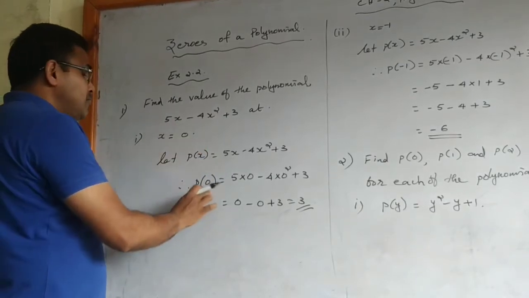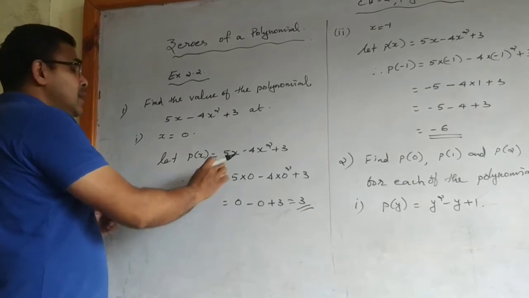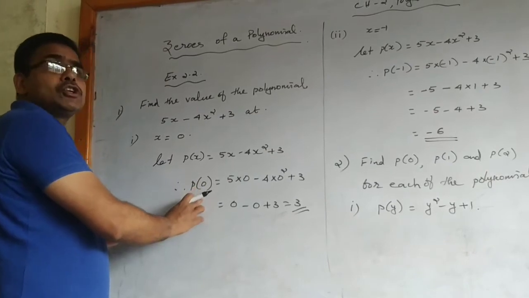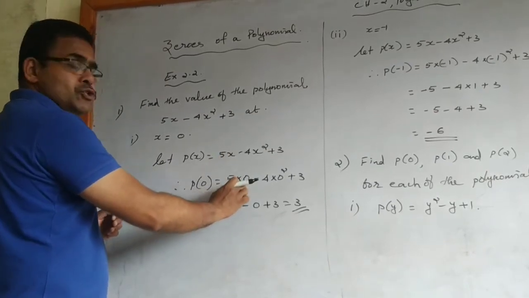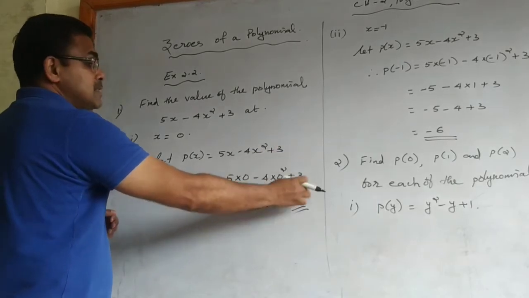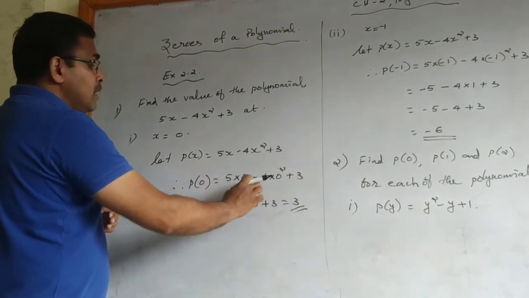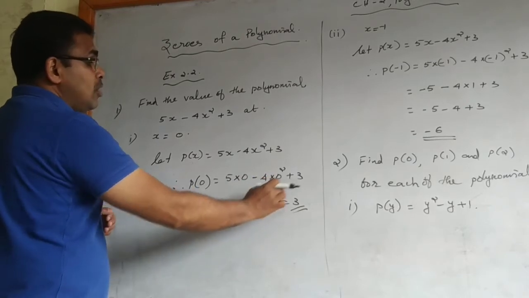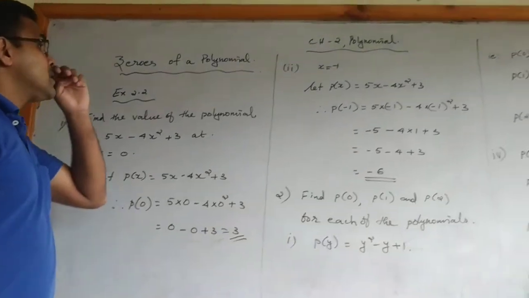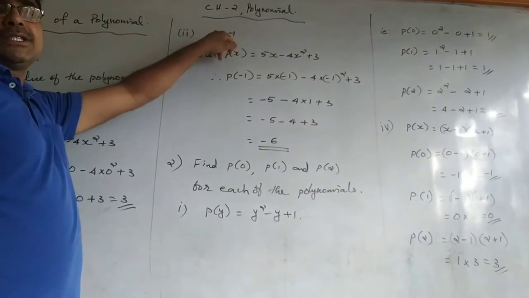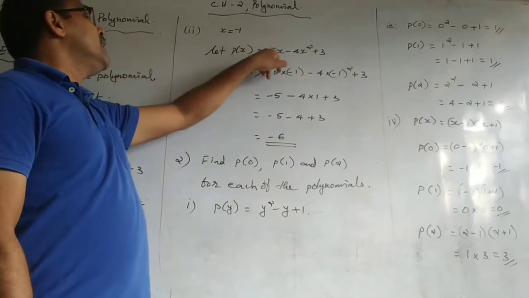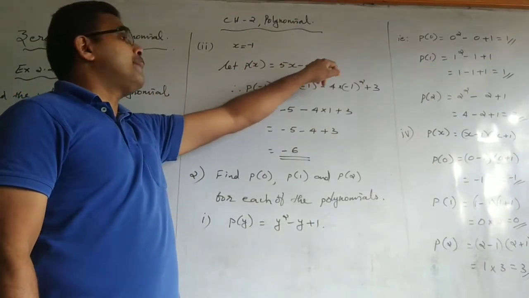That is why p of 0. P of 0 means what? Wherever the variables are coming, there we substitute the value 0. That means 5 into 0, minus 4 into 0 square, plus 3. 5 into 0 is 0, minus 4 into 0 square, again 0, plus 3. Then the value of the polynomial is equal to 3. Second question, if x equal to minus 1, what will be the value of the polynomial? You see, p of x we take again as 5x minus 4x square plus 3.